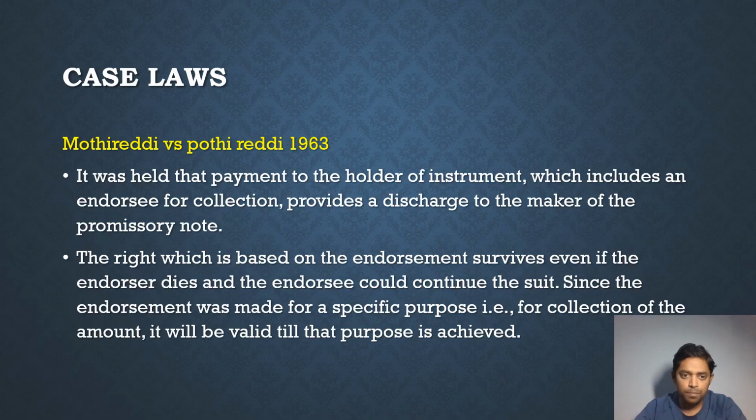Coming to case laws, Muthireddy versus Pothireddy 1963, it was held that payment to the holder of an instrument, which includes an endorsee for collection, provides a discharge to the maker of the promissory note. The right, which is based on the endorsement, survives even if the endorser dies and the endorsee could continue the suit, since the endorsement was made for a specific purpose, that is collection of the amount. It will be valid until that purpose is achieved.